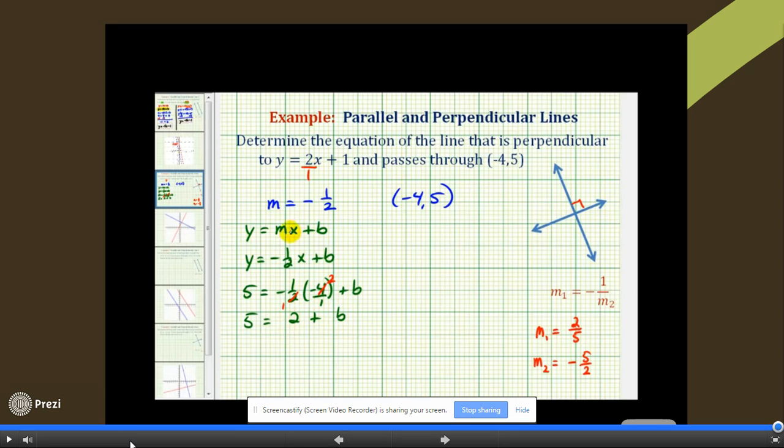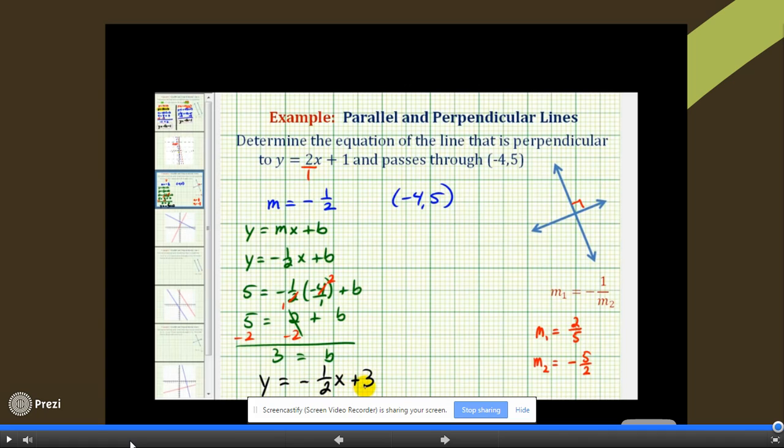So now if we subtract 2 on both sides, we have b equals, this would be positive 3. So now we have our equation, we'll just substitute positive 3 for b, and the equation will be y equals negative 1/2 x plus 3.